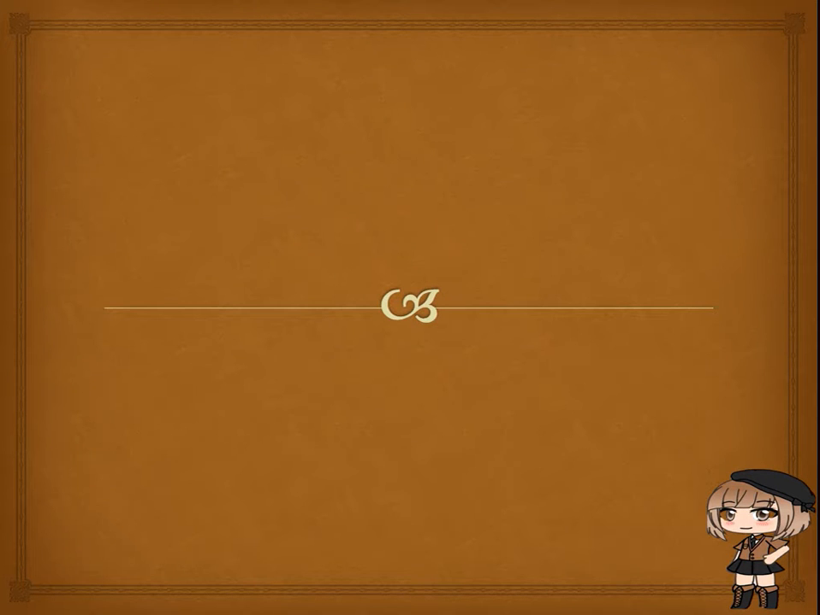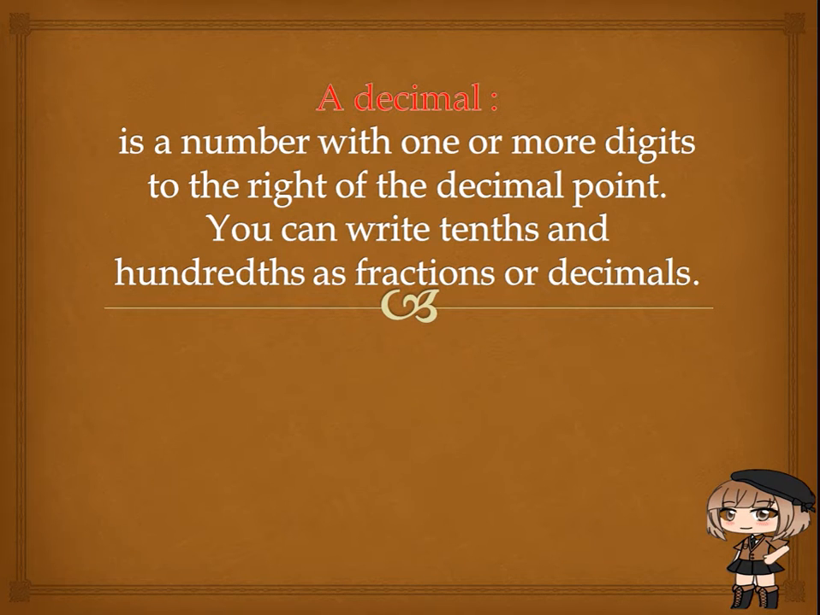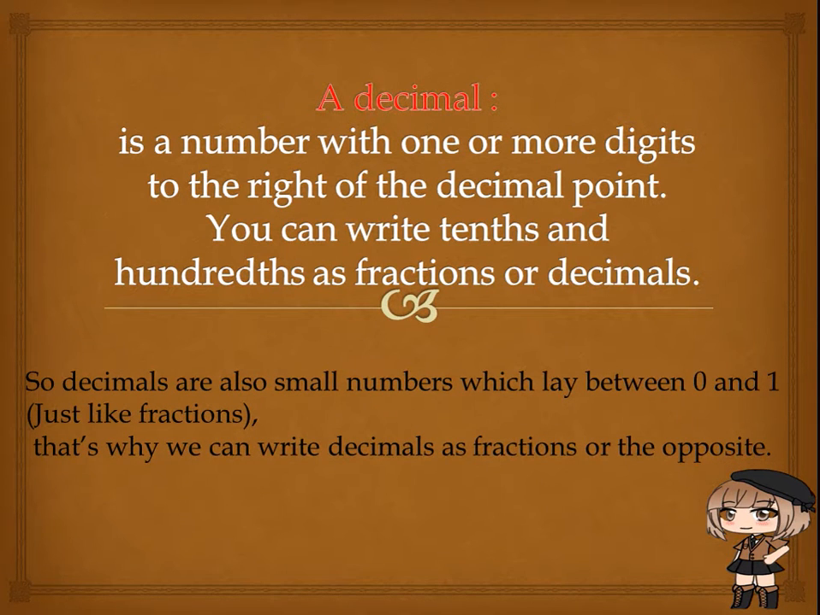Today's episode is about introduction to decimals. Let's start. A decimal is a number with one or more digits to the right of the decimal point, where you can write tens and hundreds as fractions or decimals. So this is the definition of a decimal.